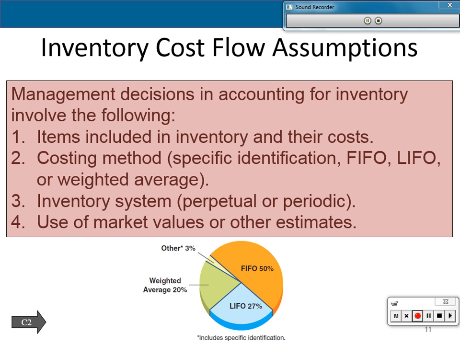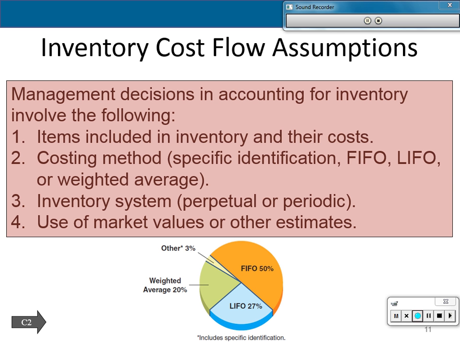So what are the cost flow assumptions, which we're going to talk about at length? They cover all items in merchandise inventory and their costs, the different cost methods: specific identification, FIFO, LIFO, and weighted average. And I'll tell you what each one of those means. Then there's the inventory system, perpetual or periodic. And sometimes, even though they may have a costing method in place, the inventory has such a low value that we have to go based upon what the market says it's worth in order to value it.